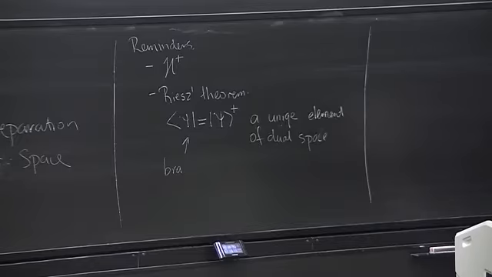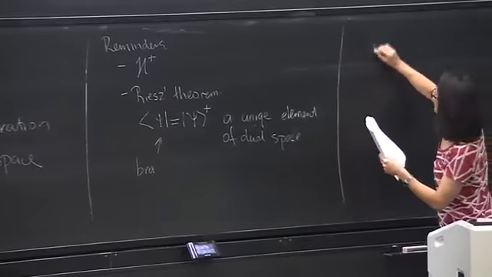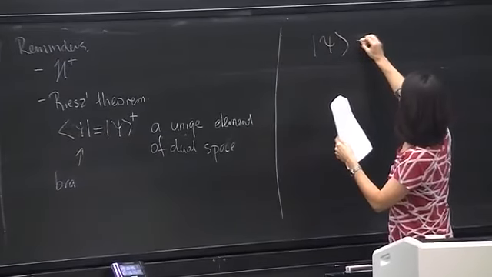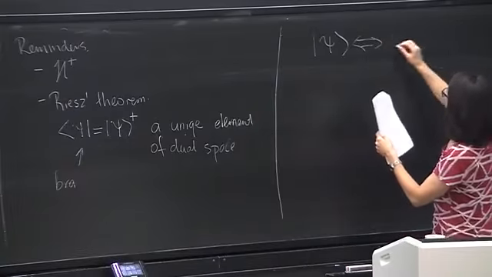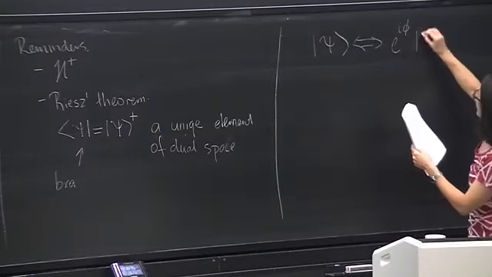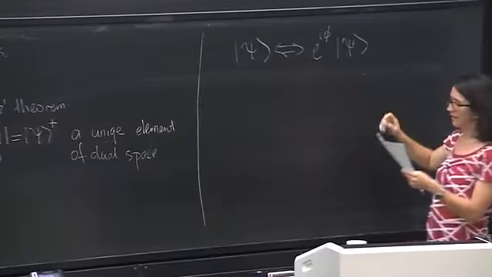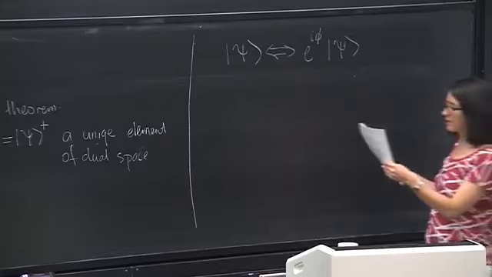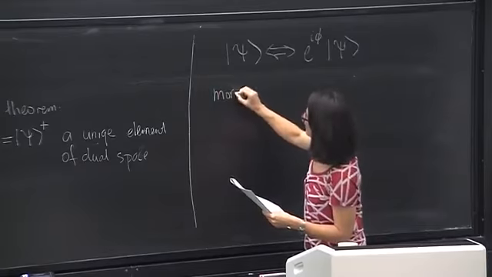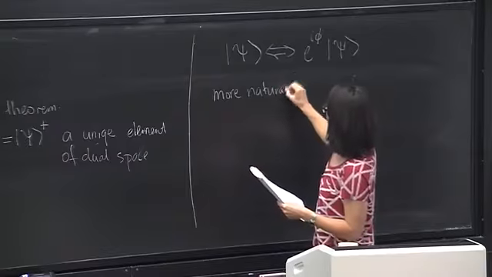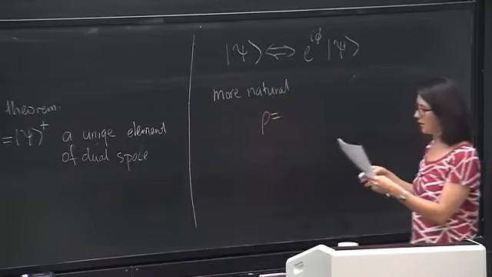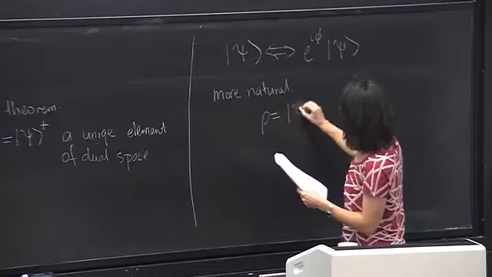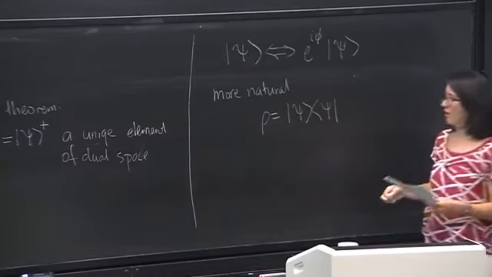The other thing I want to remind you of is that all vectors that differ by scalar multiplication with an arbitrary phase, anything e to the i phi multiplied by the ket, are physically indistinguishable. So sometimes it's more natural to think about this object called the density operator, which is just the outer product of the ket.